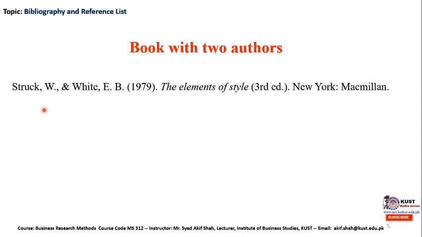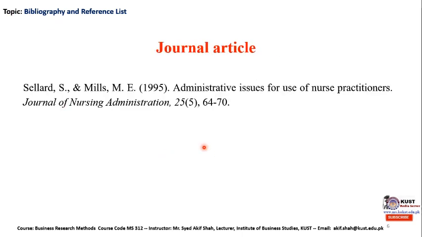So this is the way you can write down the reference of a book having two authors in your bibliography. Definitely for sure you have referred to different research articles in your research, which could be applied in an academic descriptive research journal. How to make a reference list of such journal articles?